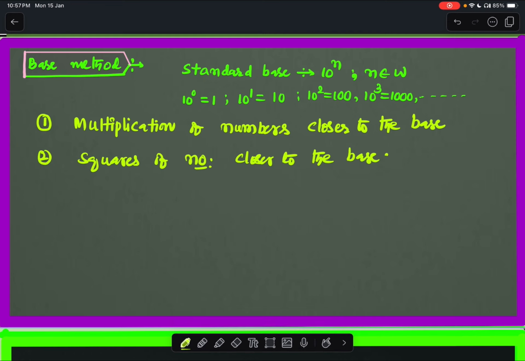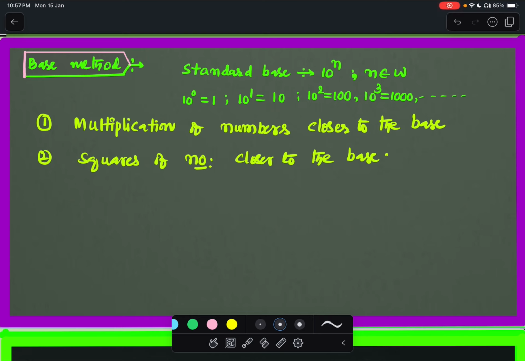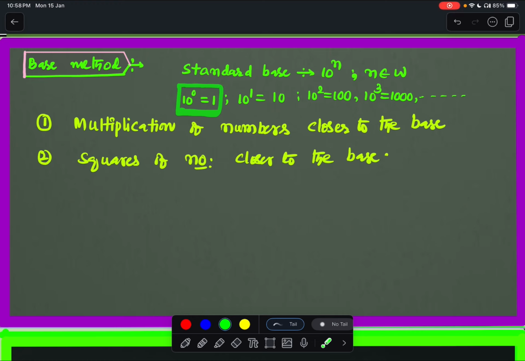Our system is a decimal system, so any numbers which are close to the powers of 10, that means numbers in the 10 power n format. Here n is a whole number. If I put n equal to 0, I get 10 power 0, which is 1. If numbers are very close to 1 also, we can multiply them and square them very easily, right?